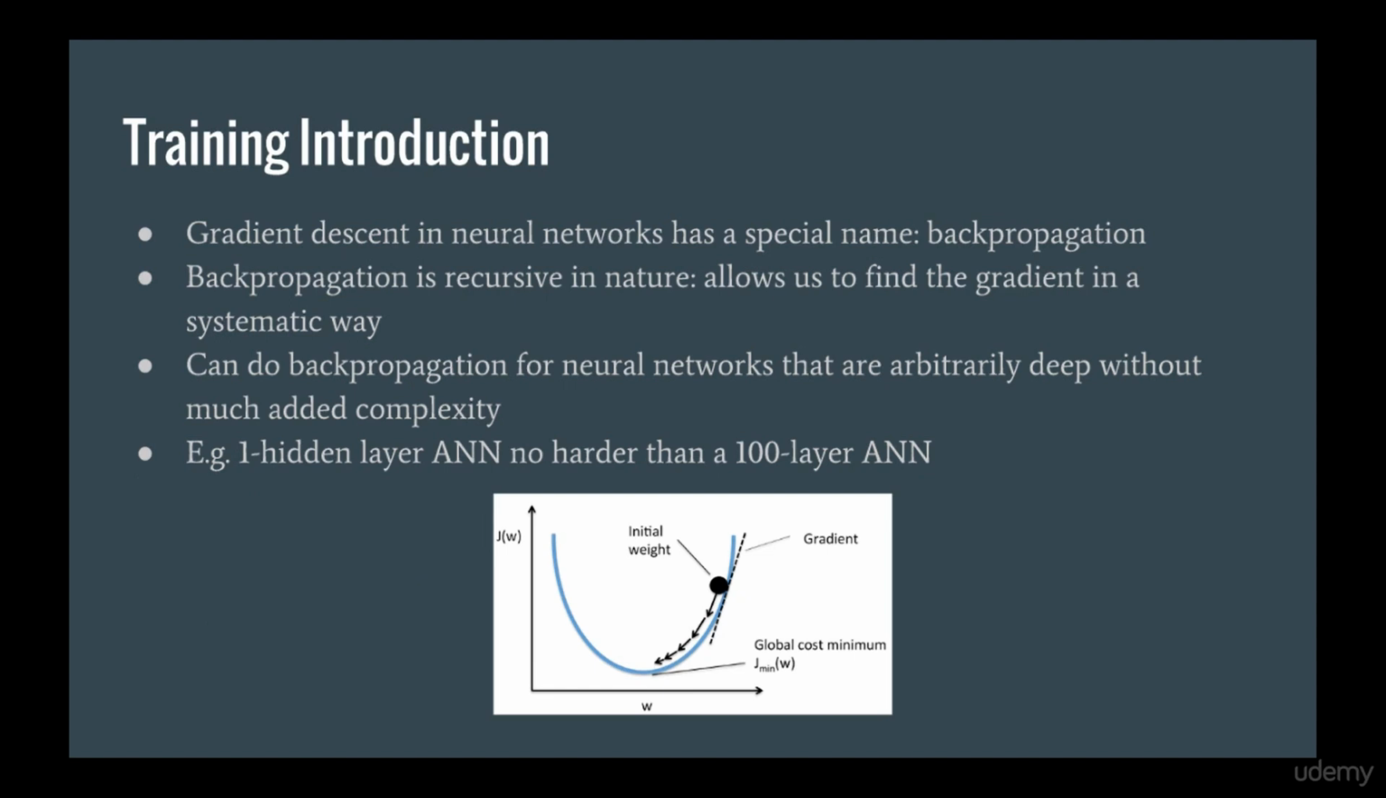In this section, you'll learn that gradient descent has a special name, backpropagation. You'll learn that backpropagation is recursive in nature, and this allows us to define the gradients for gradient descent in a systematic way. This recursiveness also allows us to do backpropagation for neural networks that are arbitrarily deep, without much more complexity. In other words, it doesn't matter if you have a neural network with one hidden layer, or a neural network with 100 hidden layers. You can do backpropagation the same way without incurring added complexity.